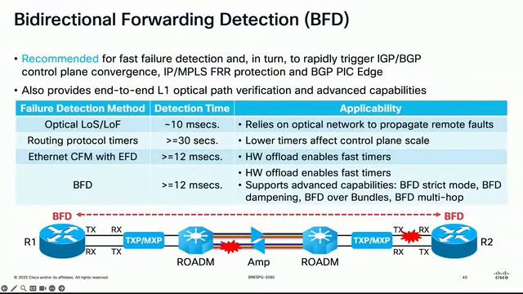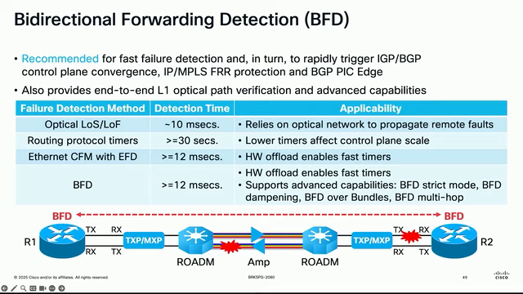The next one is BFD. There are two ingredients when we talk about getting sub 50 millisecond convergence. There are two key ingredients. One is detecting the failure as soon as it happens and notifying the upper layer protocols. And the second is having the right technology configured so that you can use that notification and fall back to the alternate path. BFD helps us detect the failure as soon as it happens.